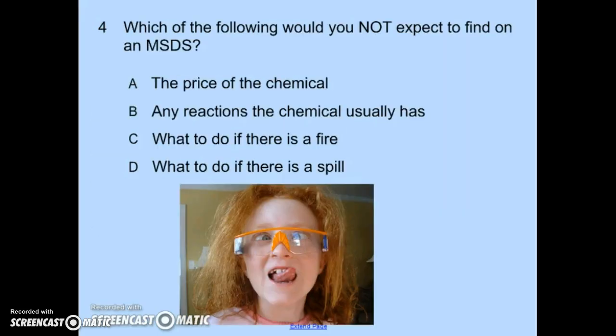Which of the following would you not expect to find in an MSDS sheet? The price, any reactions a chemical undergoes, what to do if there's a fire, and what to do if there's a spill. One of those things is not like the others.